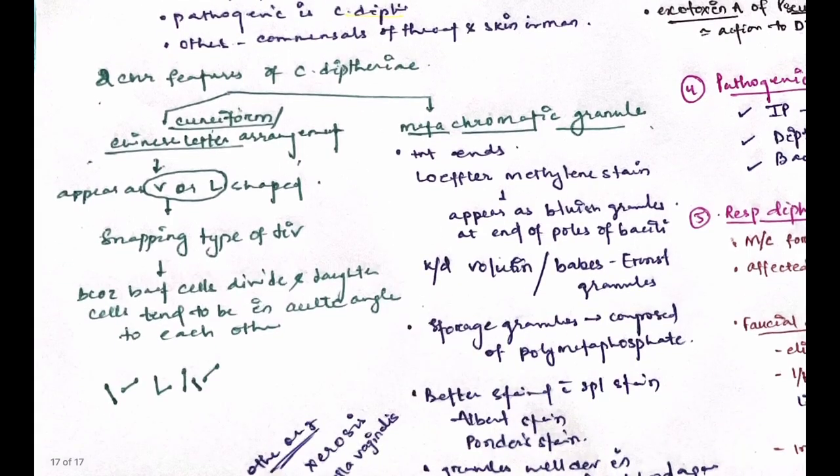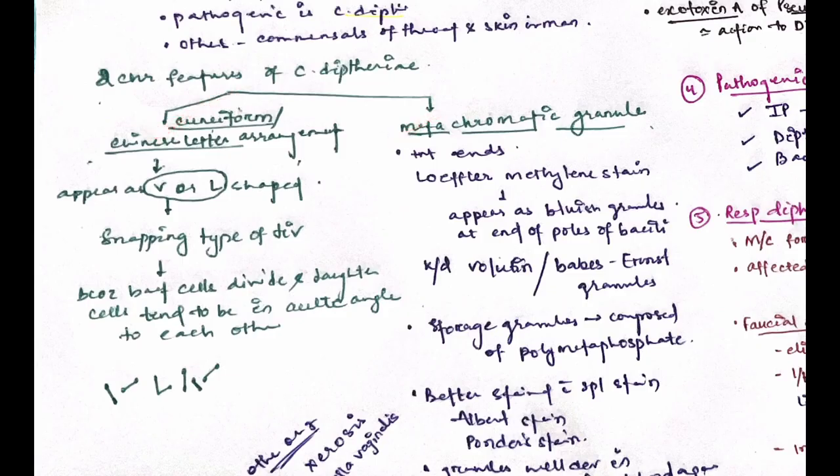Then, what are the two characteristic features of Corynebacterium diphtheriae? That is related to its arrangement. One is cuneiform or Chinese letter arrangement. Another is metachromatic granules. Cuneiform or Chinese letter means they appear as V or L shaped, from the snapping type of division. Why do we call this V or L and snapping type of division? Because when the bacterial cells divide, the daughter cells tend to lie at an acute angle to each other, so they appear as a V or an L. That's what we call cuneiform or Chinese letter arrangement.